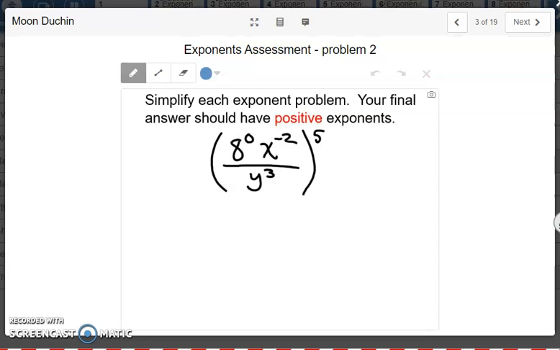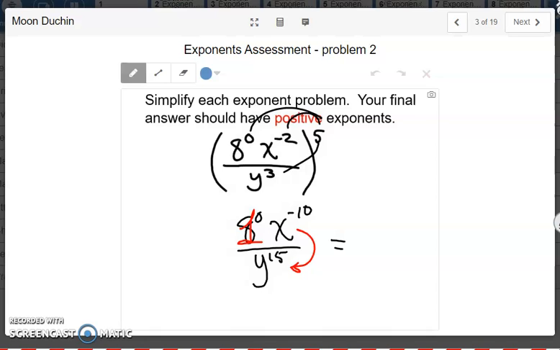In this problem, this is the power of a power. So we are multiplying by 5. So we get 8 to the 0, x to the -10, and y to the 15th. As we talked about before, anytime we have something raised to the 0 power, as long as it's not 0 to the 0, the answer is 1. And we do have a negative exponent, so that means that moves to the denominator. So the final answer is 1 over x to the 10th, y to the 15th.